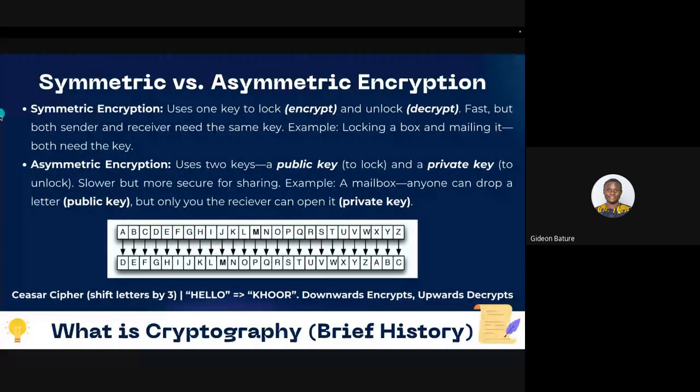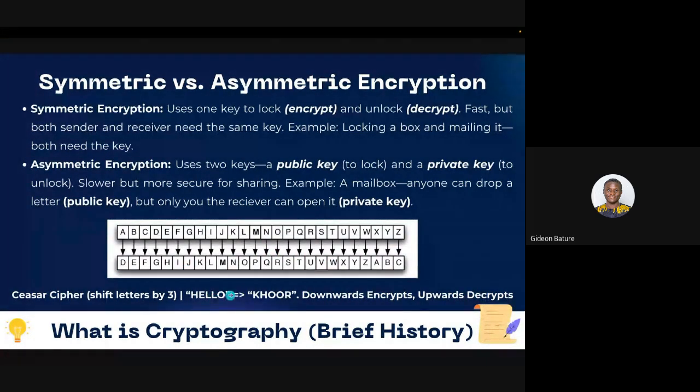Now we talked about Caesar cipher. Caesar cipher is a kind of encryption that depends on the number of shifts, so it depends on how you configure it. You can configure it to shift by 2, 3, 4, 5, depending on what you want. Here we are looking at shifting by 3. The first row is the encryption and the other is the decryption. That's why here you see downward encrypt, but upwards decrypt.